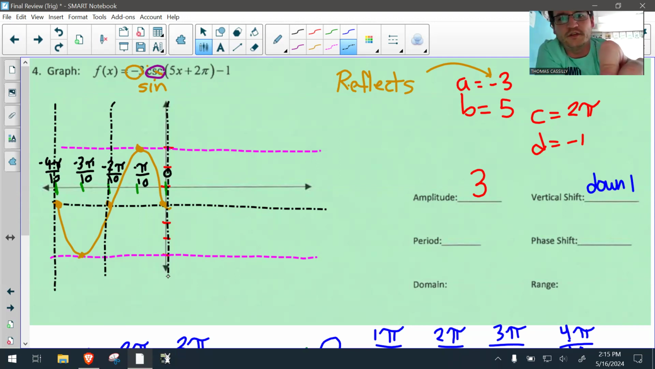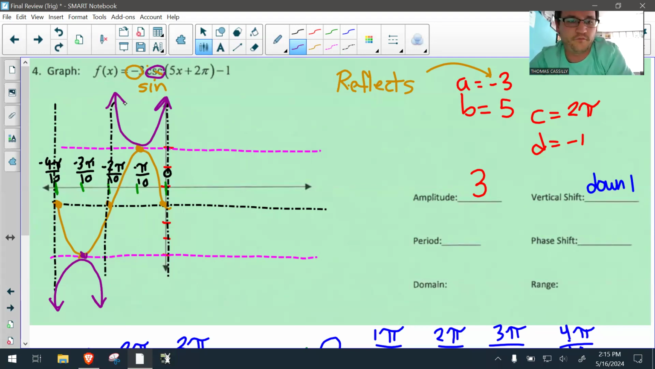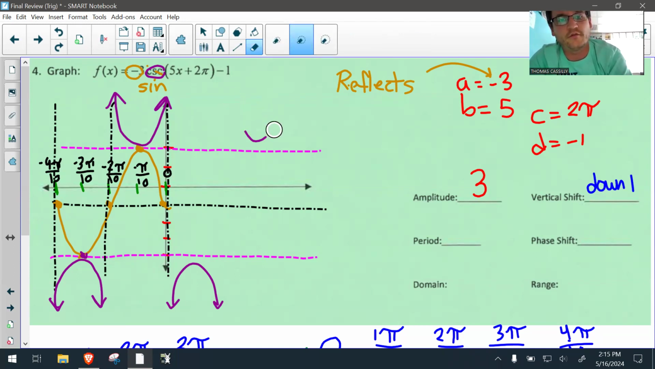And then just complete the U-shapes. The minimum on this sine becomes the maximum on this cosecant. It's going to look like this. We're only graphing one period of this, so there we go. That purple part is the one we want. There is another one, and it does kind of go on forever, but since we're only graphing one period, I don't really care about these over here.